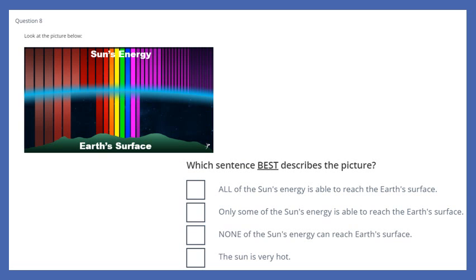Question 8. Look at the picture below. I have the sun's energy. Then I have that blue line, which represents the layers of the atmosphere, and then at the bottom I have Earth's surface. Which sentence best describes the picture? A. All of the sun's energy is able to reach Earth's surface. B. Only some of the sun's energy is able to reach the Earth's surface. C. None of the sun's energy can reach the Earth's surface. Or D. The sun is very hot.